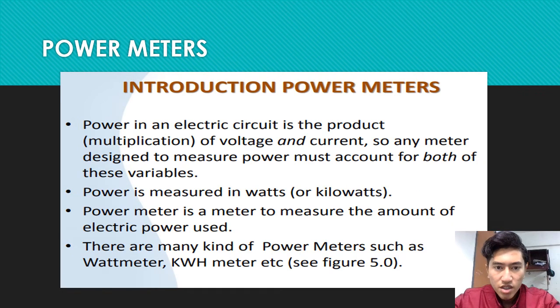Power meters. Introduction. Power in an electric circuit is the product (multiplication) of voltage and current. So, any meter designed to measure power must account for both of these variables. Power is measured in watts or kilowatts. A power meter is a meter to measure the amount of electric power used. There are many kinds of power meters, such as wattmeter and kWh meter.